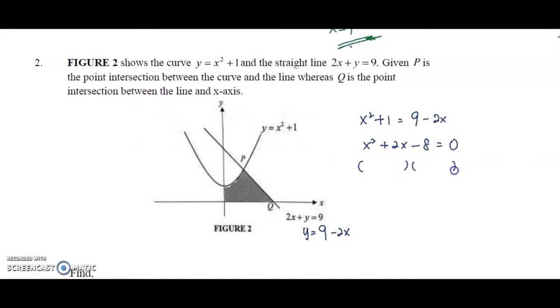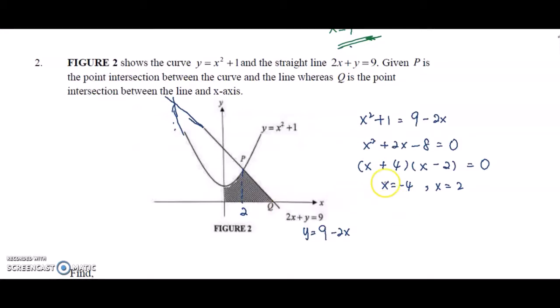Trying to factorize: (x + 4)(x − 2). You can check back whether you got the correct one. Then you have x equals negative 4. The other one is x equals 2. The x equals negative 4 will probably be somewhere here, we don't see it, the graph is not big enough. So this is your negative 4, and the other one, this is your x equals 2.